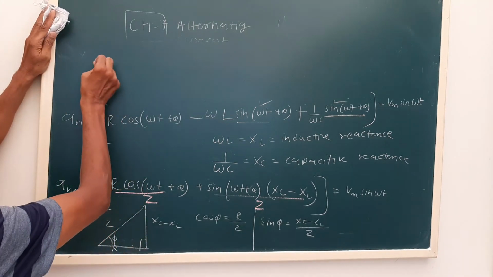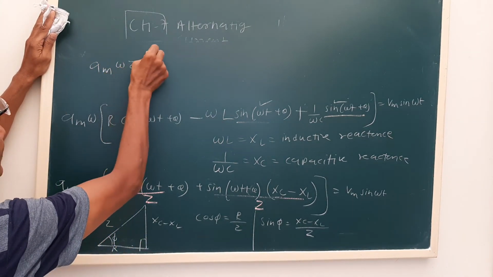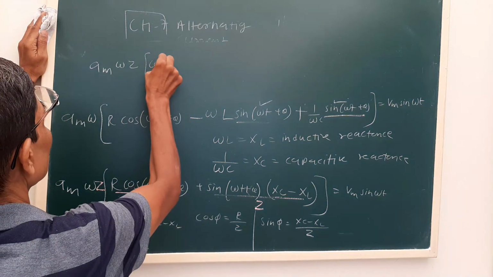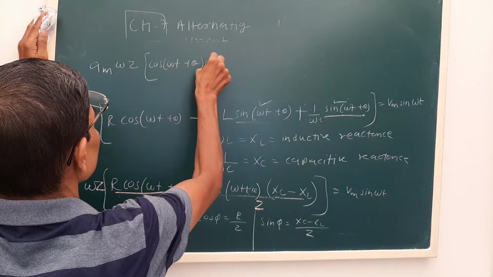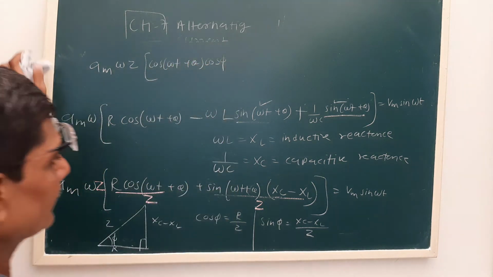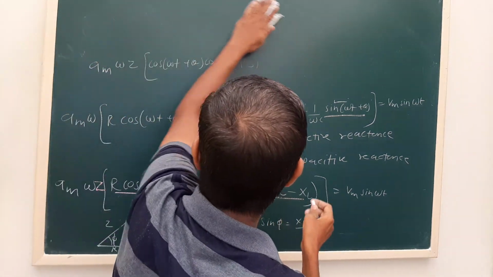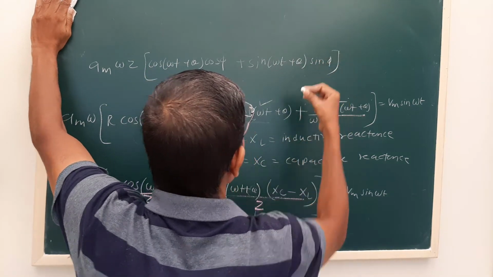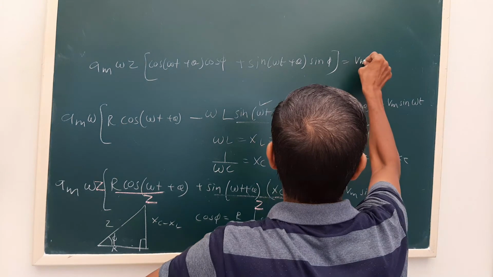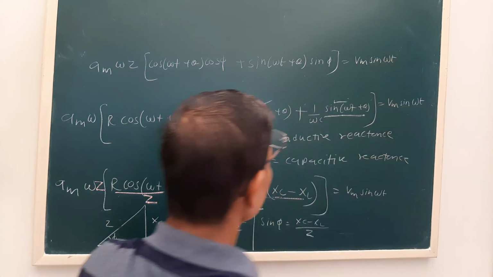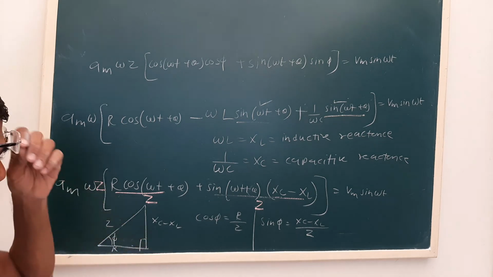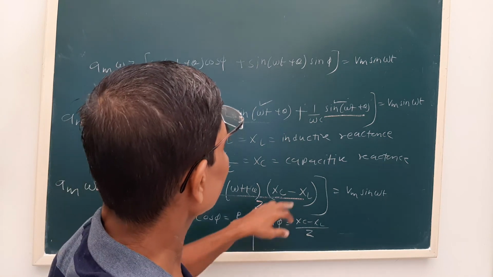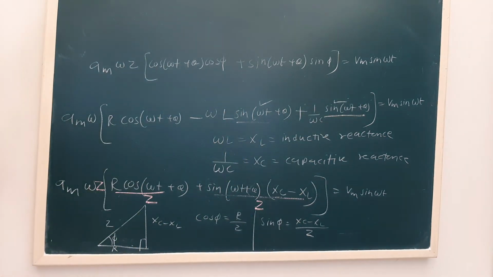So it has become Qm omega Z. R upon Z is cos phi, and plus sin phi, is equal to the right hand side. Now this is our equation: R by Z is cos phi and XC minus XL by Z is sin phi. See, that is Vm sin omega t.